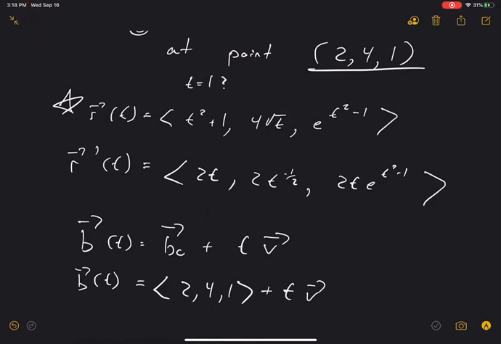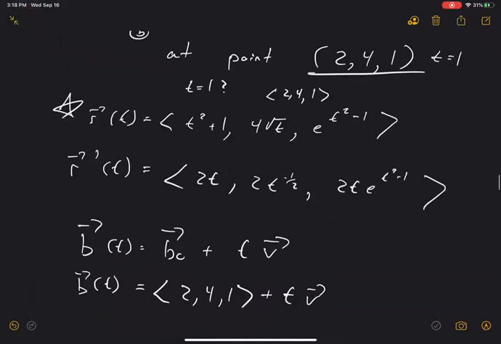So if I plug 1 into the second component, I get 4 times square root of 1, which is 4. Okay, so I'm getting the point 2, 4. Let's check our third component. I plug 1 into there. I get e to the 0, which is 1. All right, perfect. So it looks like this point is at the value t equals 1.